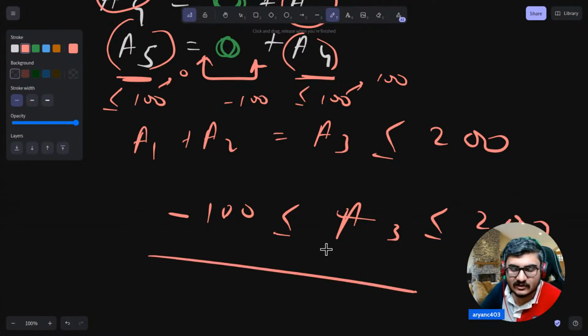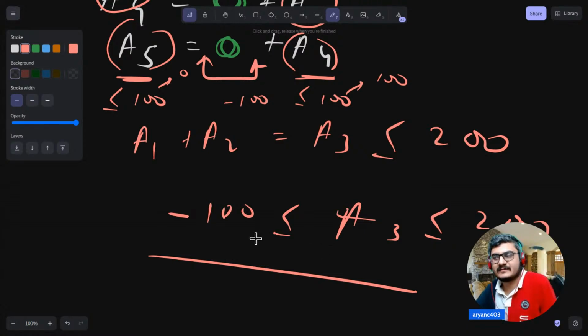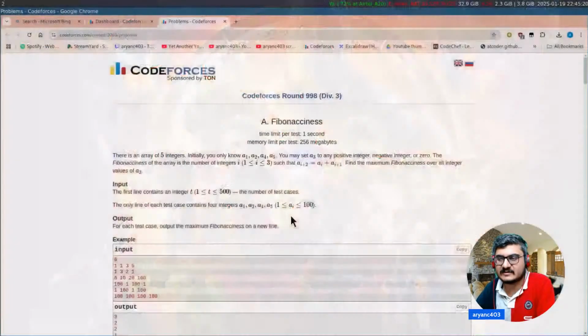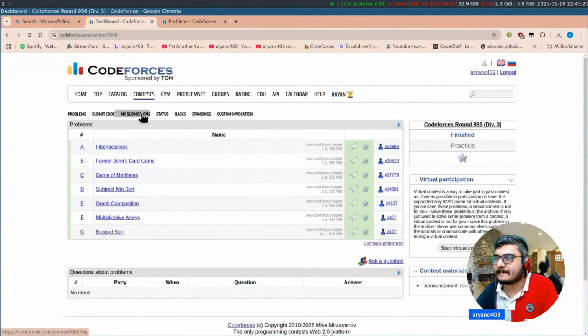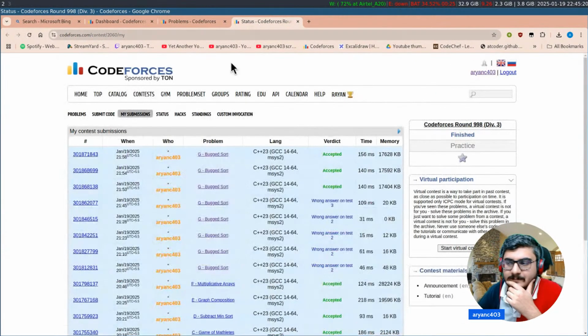Just iterate on all the values from minus 100 to 200 and check how many Fibonacci pairs each of them gives you, count them, and print the maximum. That's what I ended up doing in the contest. I just checked all the values between minus 500 and 500. I will briefly show the code.